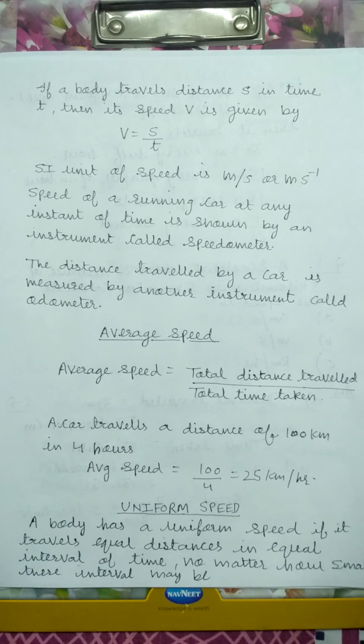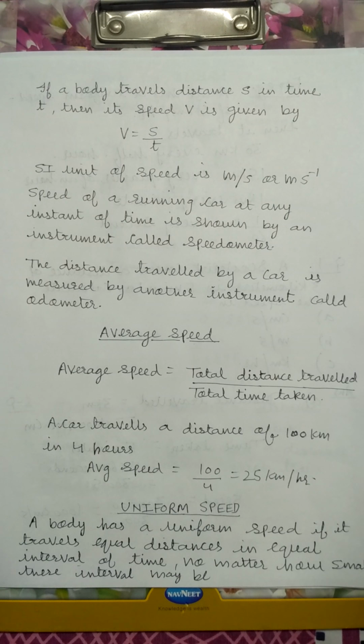Now the SI unit of speed is meter per second. There is a bigger unit of speed also, that is kilometer per hour. Sometimes we measure speed in centimeter per second also. Now the speed of a running car at any instant of time is shown by an instrument called a speedometer. A speedometer is used to measure the speed of a body. The distance traveled by a car is measured by another instrument called an odometer.